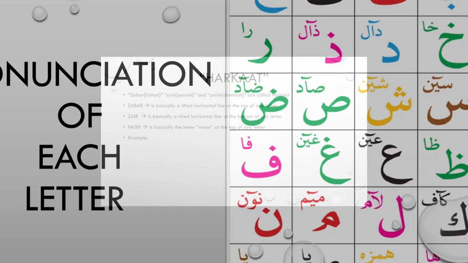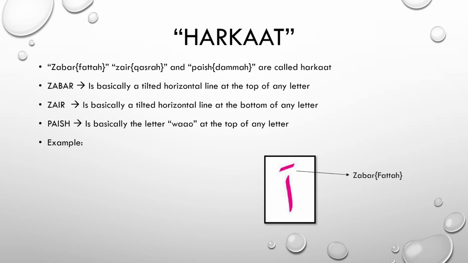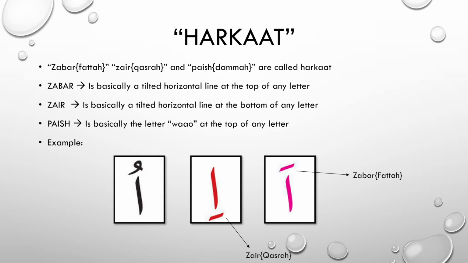So if the pronunciation is correct, then it would become very easy. Now let's talk about harakat. So zabar, zair, and pesh are called harakat. We also call them fatah, qasra, and damma. Now the question is, what is zabar or fatah? So zabar is basically this tilted horizontal line at the top of any letter. Zair is the same tilted line, but it is at the bottom of the letter. Similarly, pesh is like a vowel, but it is always placed at the top of any letter.